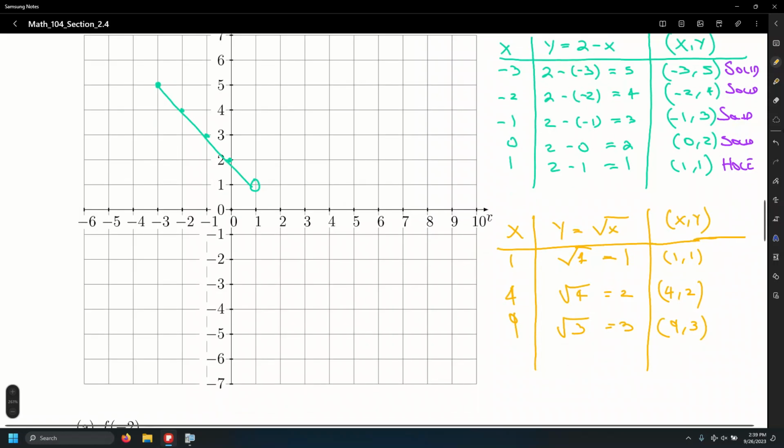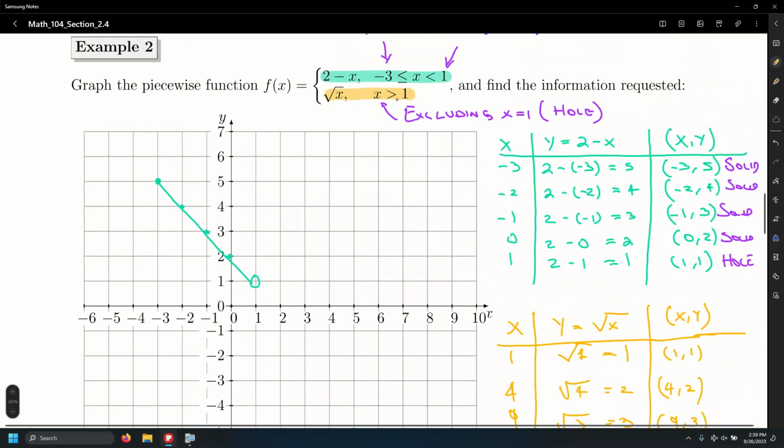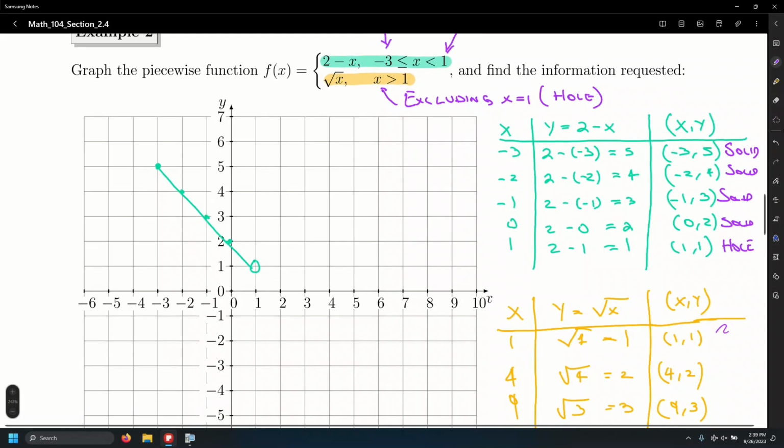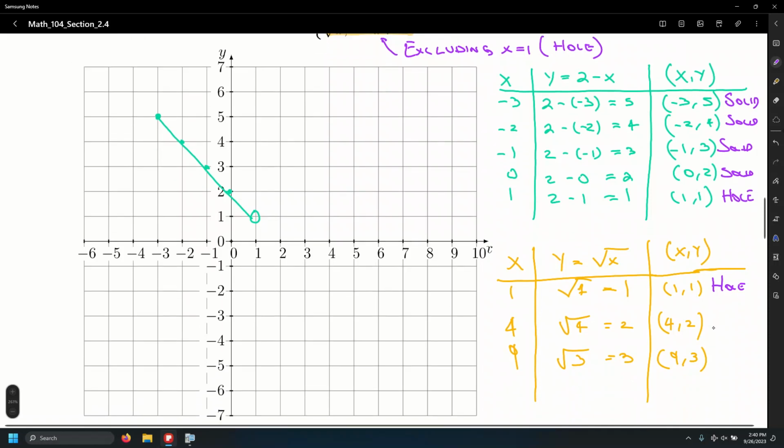All right, so again, because of the condition x greater than 1, that point (1, 1) will still be a hole. If we had greater than or equal to 1, then it would have been a solid point like in the previous example. All right, so all of the remaining points are going to be solid, etc. We don't need to write down too many.